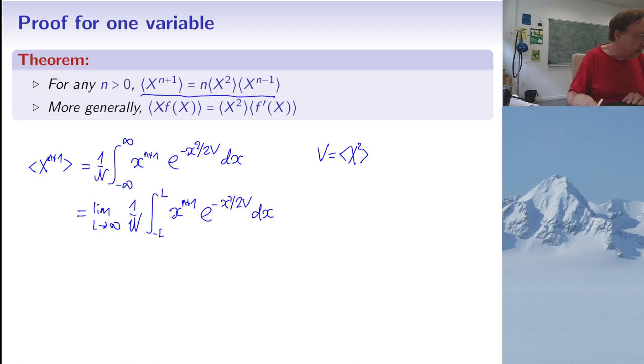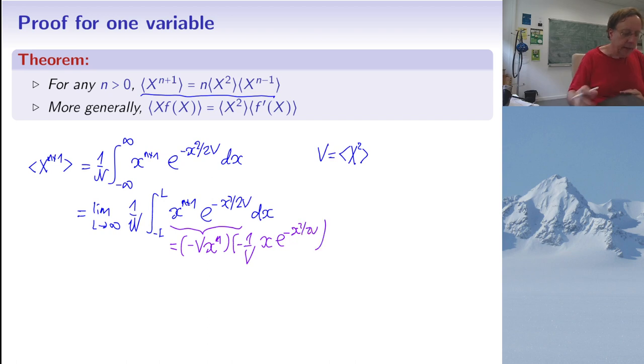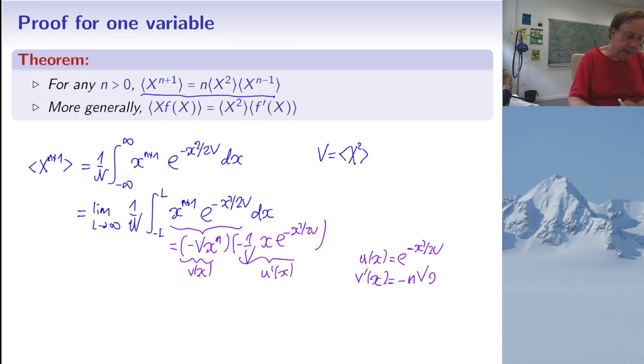So what I will do here is write the integrand as minus v x to the n times minus 1 over v x exponential minus x squared over 2v. And the reason why I do this is that the second factor here is actually integrable. So if I call this v of x, small lowercase v of x, and that u prime of x, so u prime is the derivative of u of x, which is exponential minus x squared over 2v. And v prime of x, well, that is simply minus n v x to the n minus 1. So you see that that will give us this x to the n minus 1 in the result.